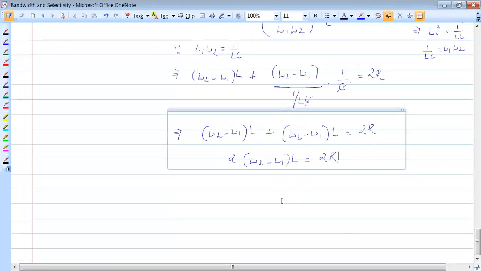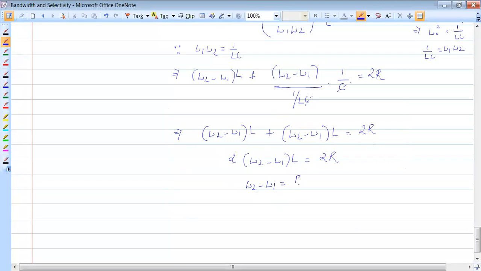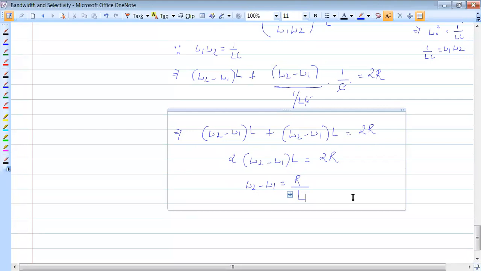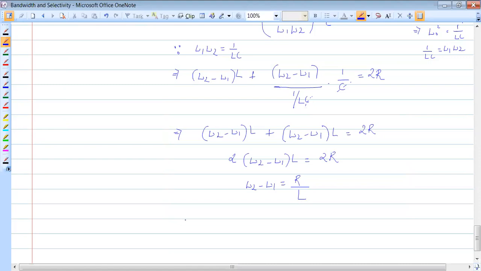What happens further? The 2 and 2 go off, so you're left with omega 2 minus omega 1 equal to R by L. So this also is bandwidth. Now what is omega 2 minus omega 1? It is actually the bandwidth, in radians per second. Now suppose this has to be written in terms of frequencies f1 and f2. What can you say?